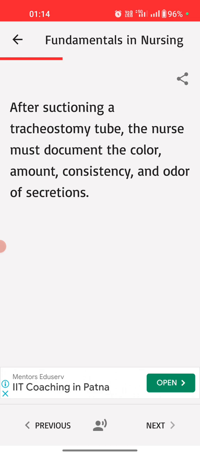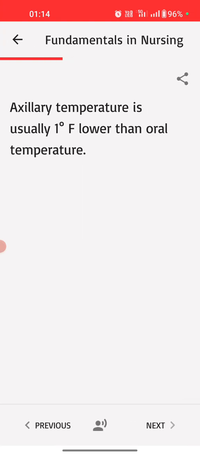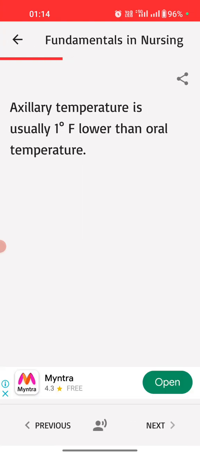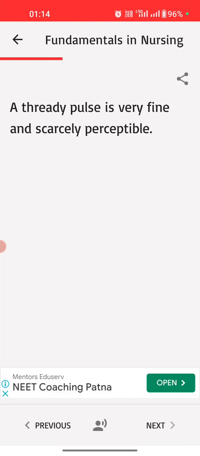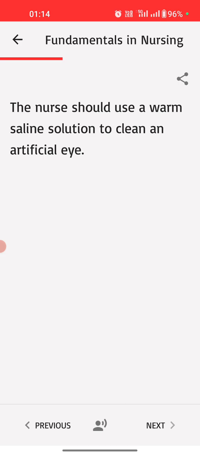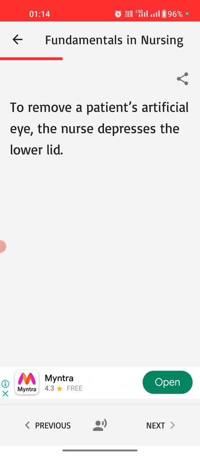After suctioning a tracheostomy tube, the nurse must document the color, amount, consistency, and odor of secretions. Axillary temperature is usually 1 degree Fahrenheit lower than oral temperature. A thready pulse is very fine and scarcely perceptible. The nurse should use a warm saline solution to clean an artificial eye. To remove a patient's artificial eye, the nurse depresses the lower lid.